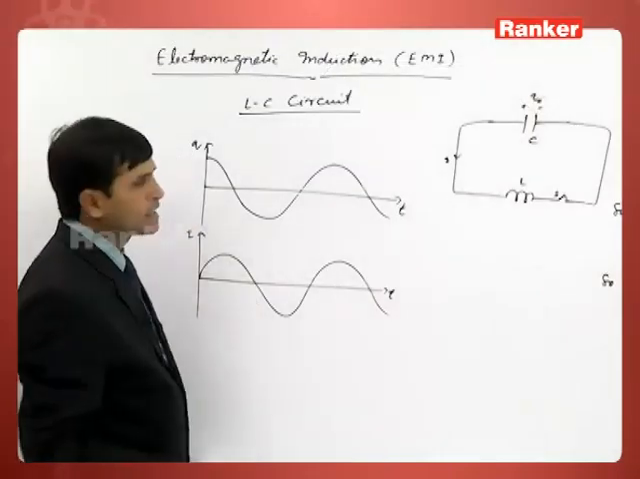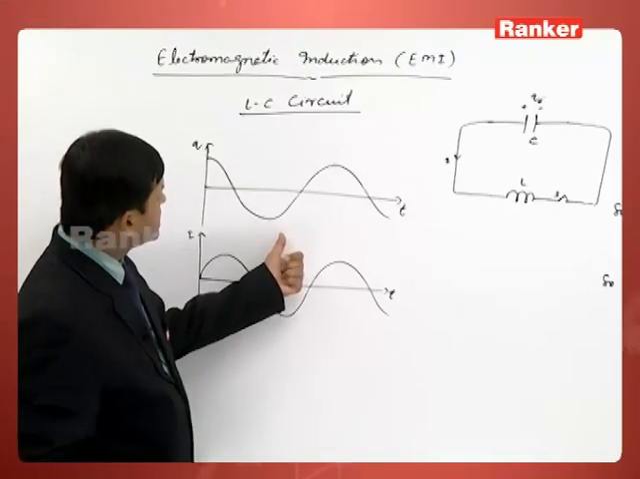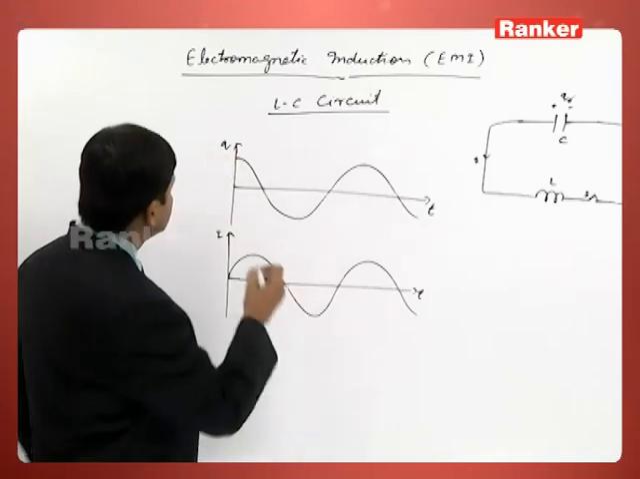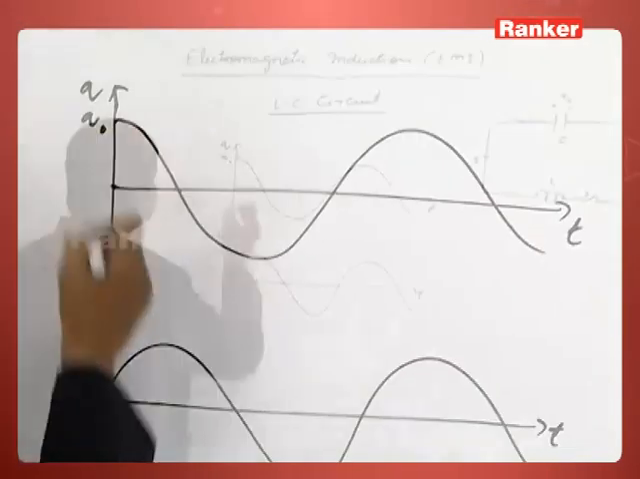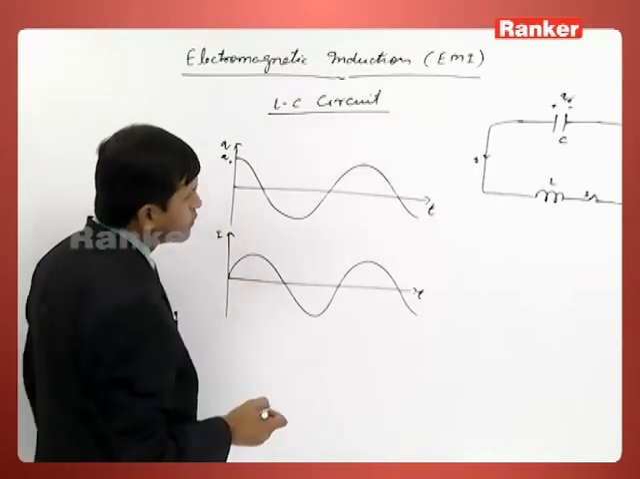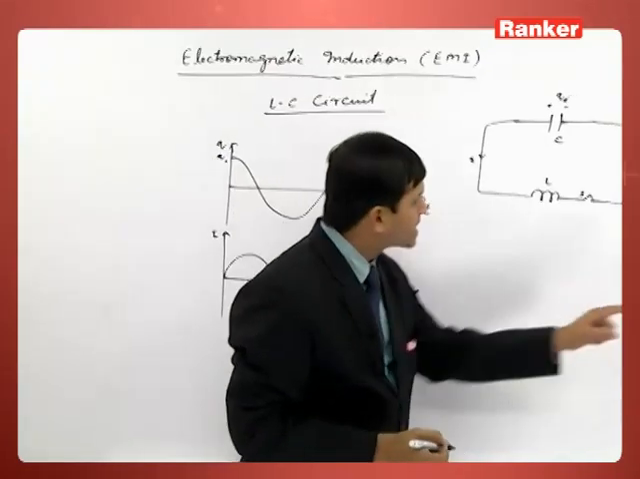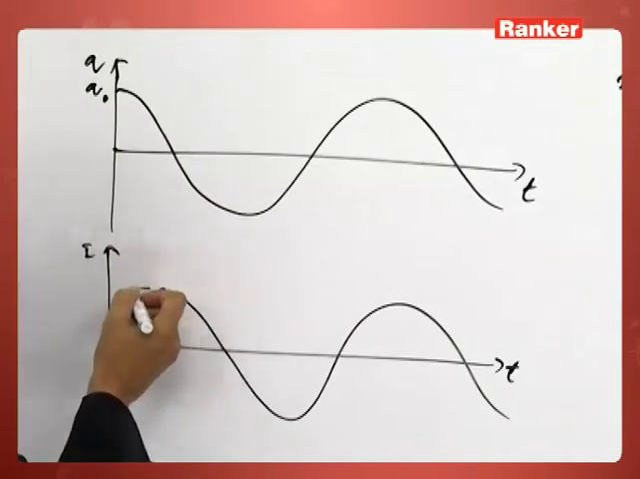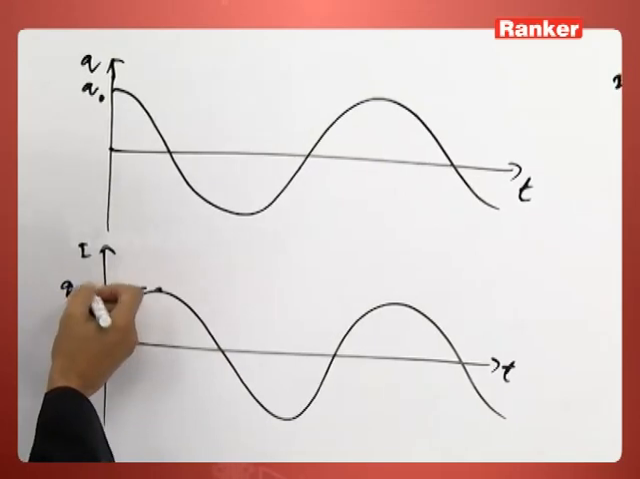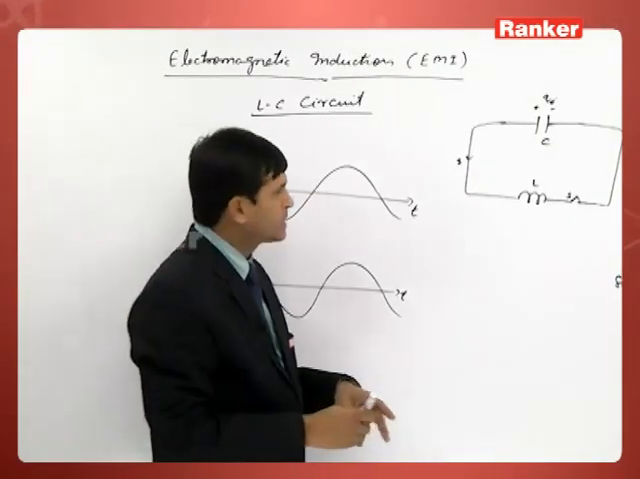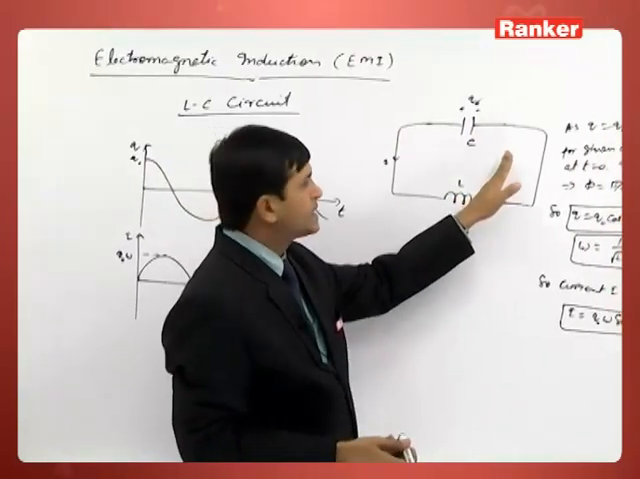In this manner current is varying. So from here what is the conclusion? When the charge on the capacitor is maximum, that is Q naught, the current in the circuit is zero. And when current is maximum, then charge is zero. The maximum current in the circuit is Q naught omega, and negative current as well as negative charge indicate that their polarity continuously changes.